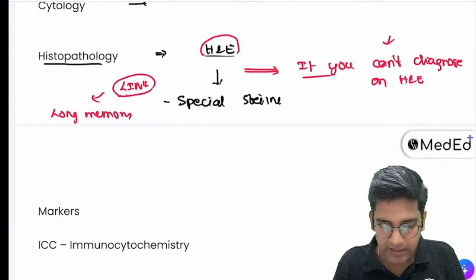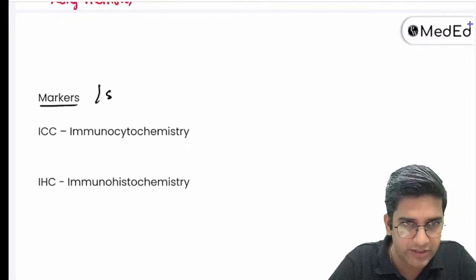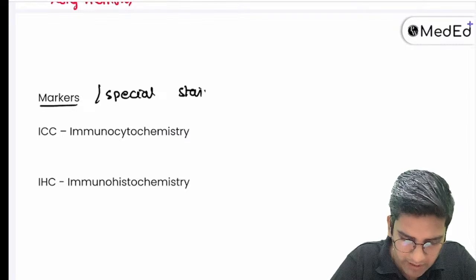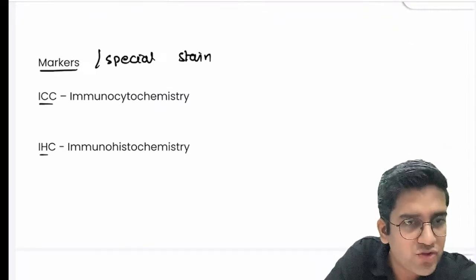Very, very simple, right? Now, there are a few special stains. We use the term special stains or markers, right? So special stains or it'll be markers. These are just two abbreviations which I want you to know. Immunocytochemistry.